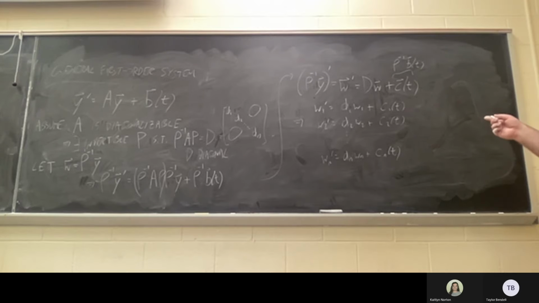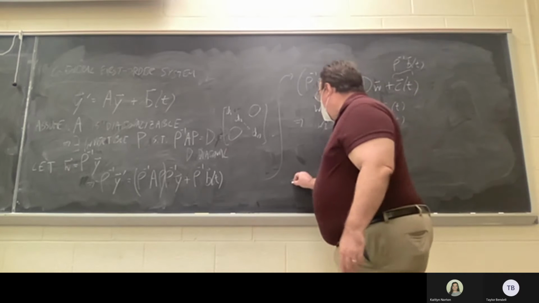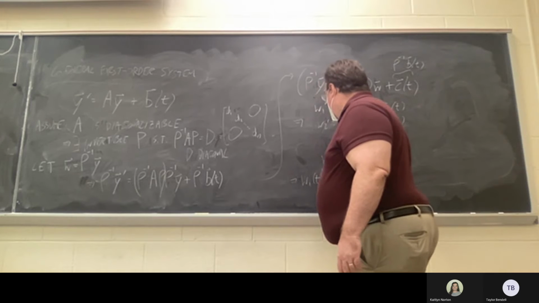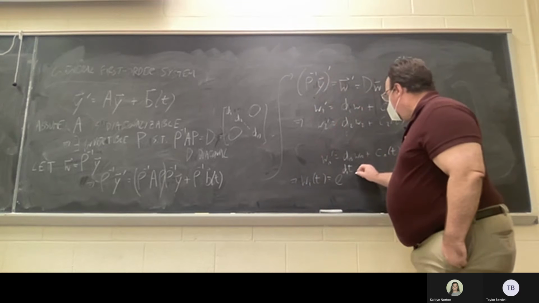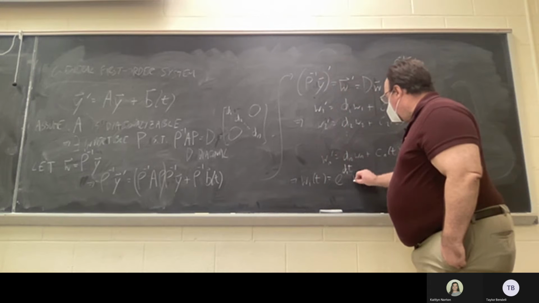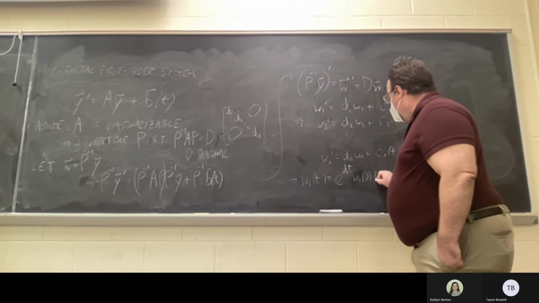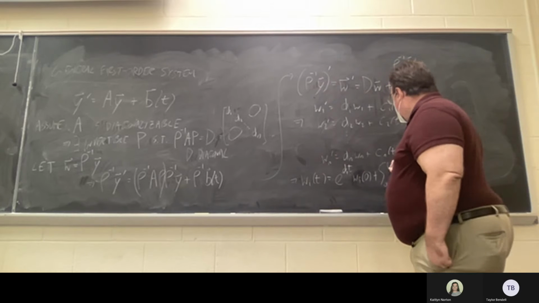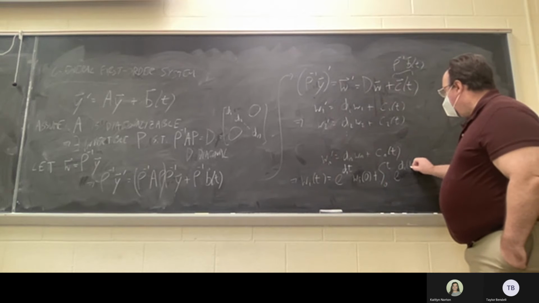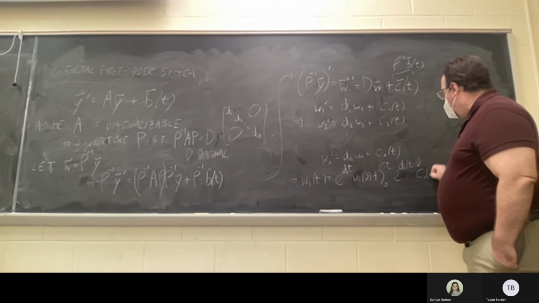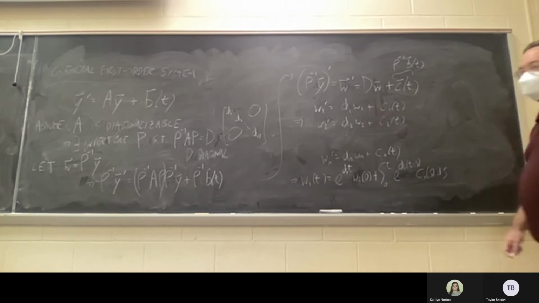At least we know how to solve this, so we have a solution for that already. Let's go ahead and fill that in. Each Wi of t is e to the di t times the initial value, Wi of 0, plus the integral from 0 to t of e to the di (t minus s) ci of s ds. So now we have each of the individual transformed unknowns.